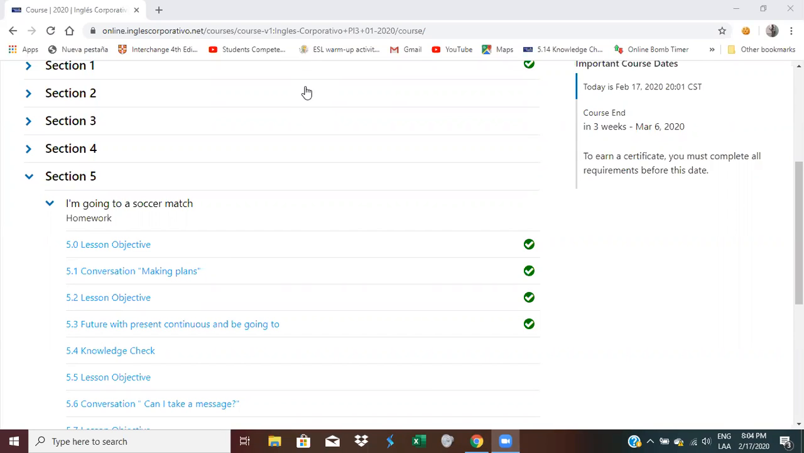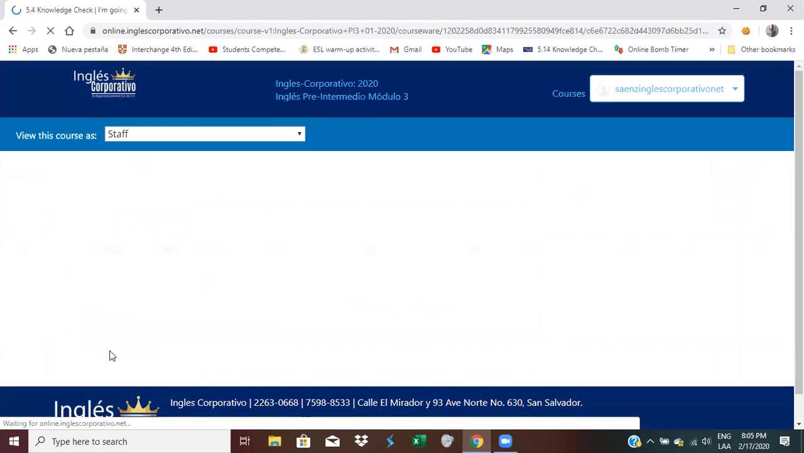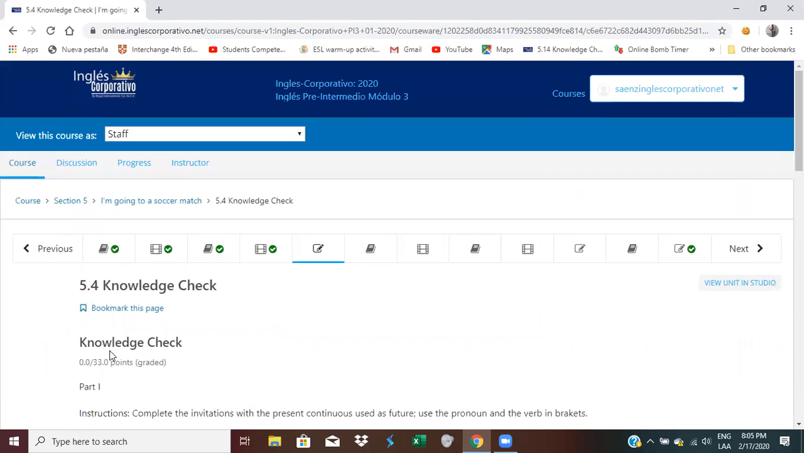Okay, so now what we're going to do is we're going to be looking at the knowledge check, which is coming from section 5.4. 5.4 is the knowledge check.